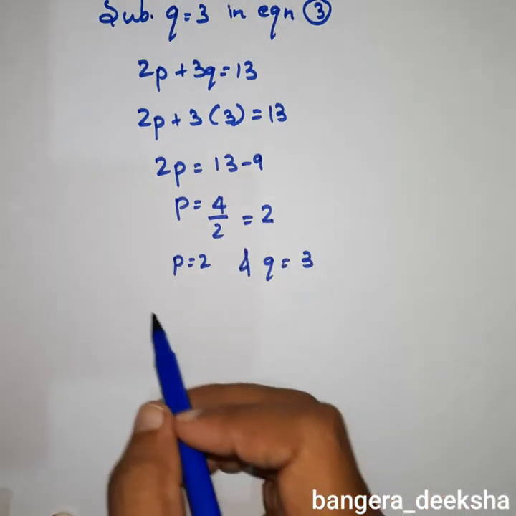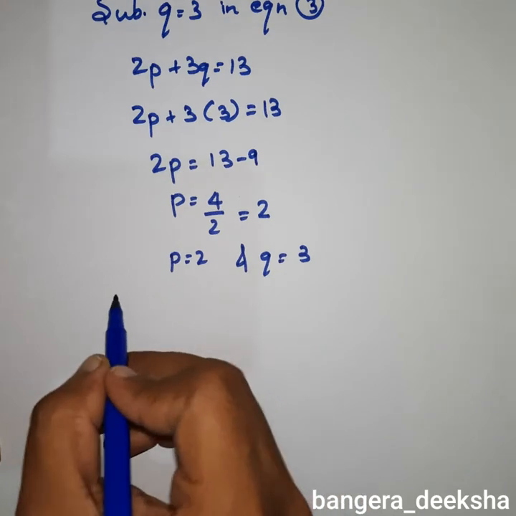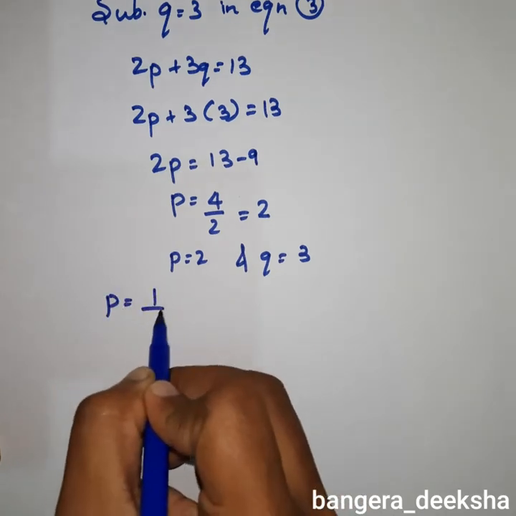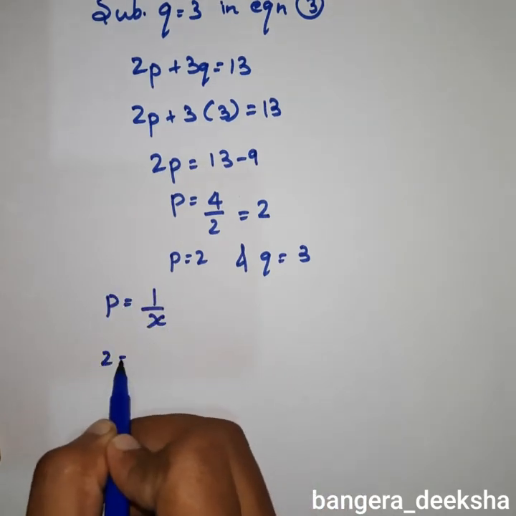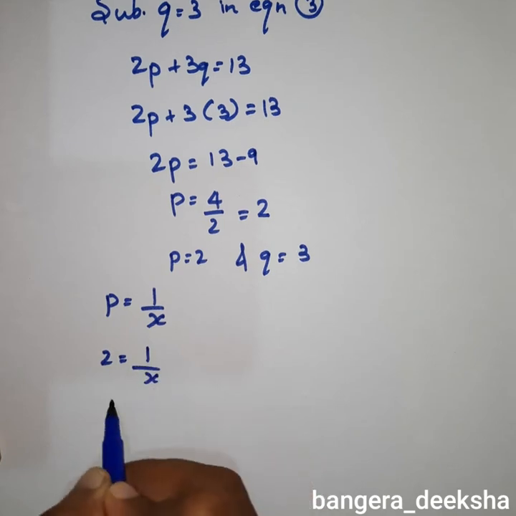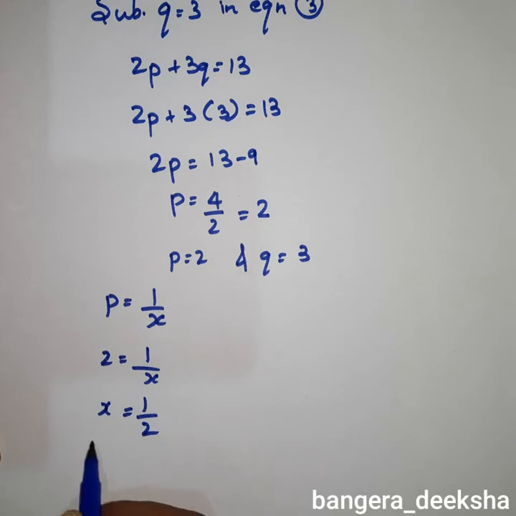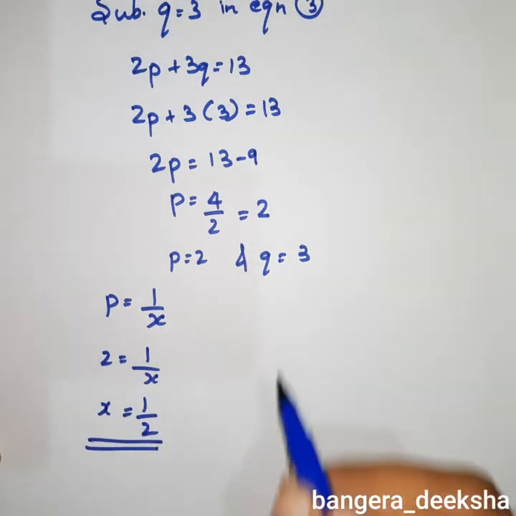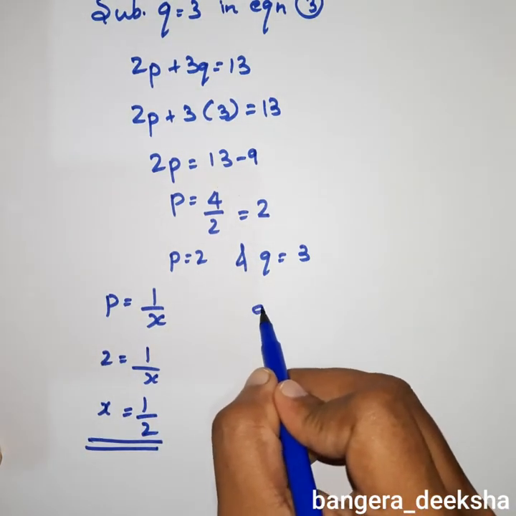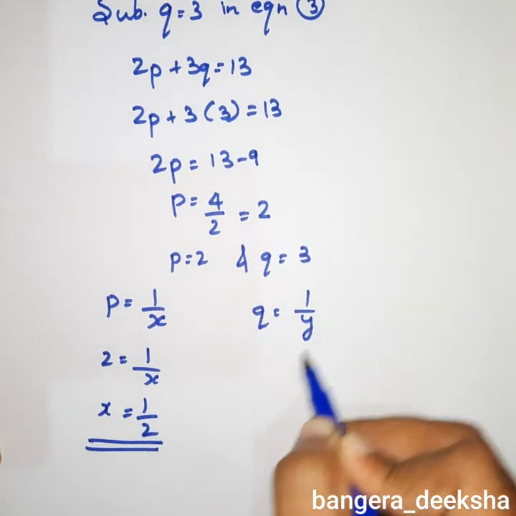We know that P is nothing but the value 1/x. So you'll get 2 is equal to 1/x. Cross multiplying, x is equal to 1/2. This is one solution. Whereas on the other side you have Q is equal to 1/y.